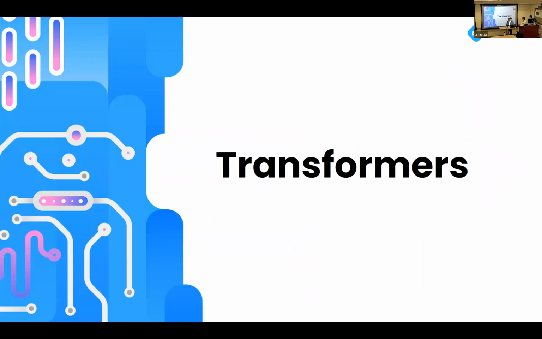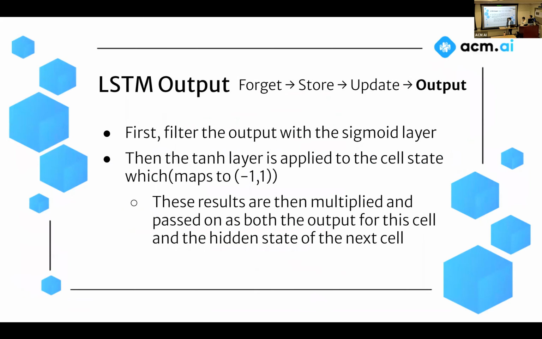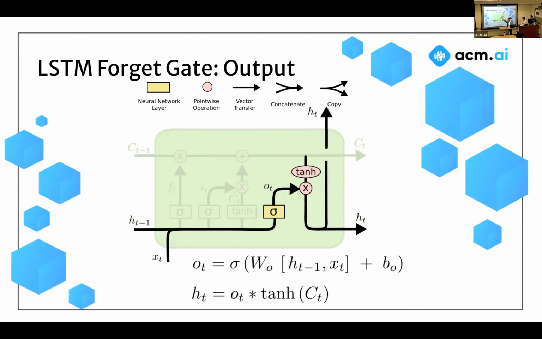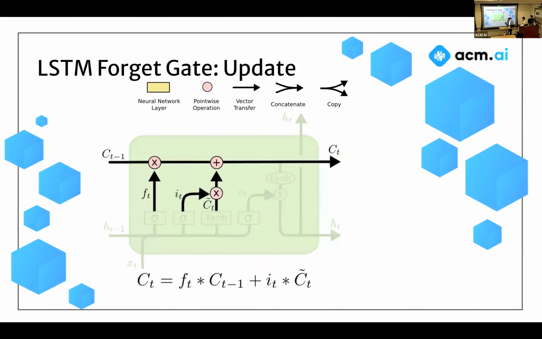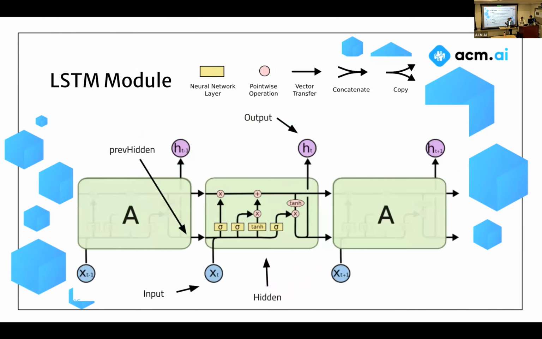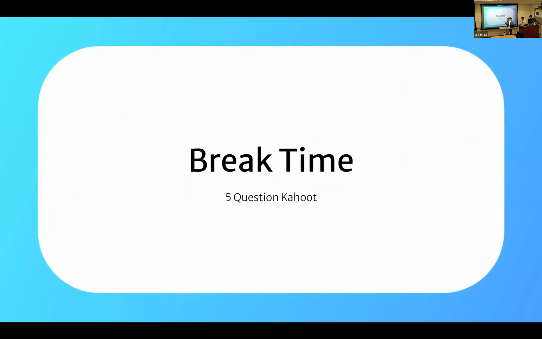So yeah, that's the output gate, and that's it. That's really it for LSTMs. I hope you can see why LSTMs work really well. Any questions before we move on, or technically before we take a break? Okay, cool. Let's take a break then. I guess 3 minutes, and we also have a fun little 5-question Kahoot. And afterwards, we'll be moving on to transformers, which is what everyone is actually using nowadays.